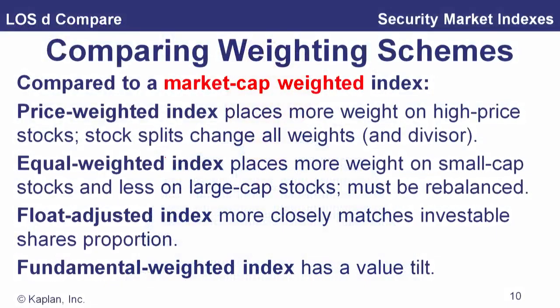So let's compare these weighting schemes, and we're going to compare them relative to a market cap weighted index, because I guess that's the favorite these days. So a price weighted index is going to put more weight on the high price stocks. Now what happens when we have a stock split? Well, with a price weighted index, we really have to deal with stock splits. So if a stock's trading at $80 and they split 2 for 1, that price is going to fall to $40. Well, that means that the weight on that stock is going to go down.